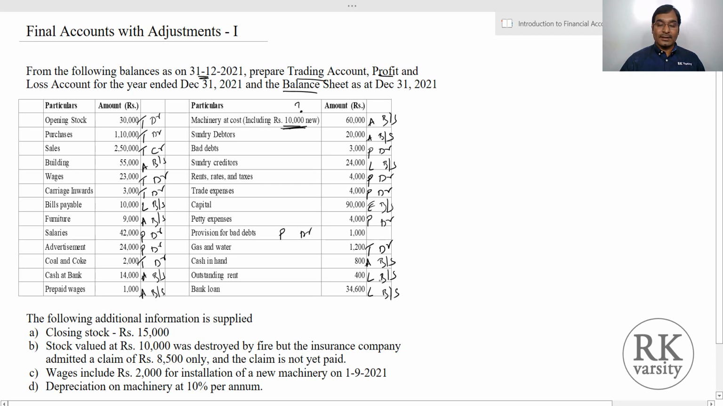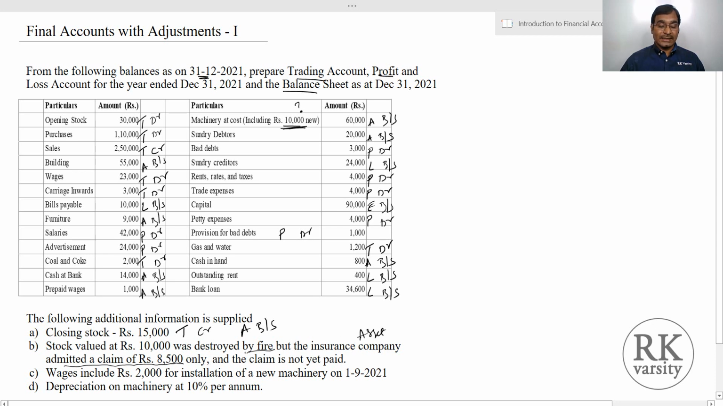Now so far we are done. The next is closing stock. Closing stock appears in two places. One is in the trading account, credit side, as well as an asset in the balance sheet, because this is an adjustment, so it appears twice. Next is stock valued at rupees 10,000 was destroyed by fire. And the insurance company admitted a claim of rupees 8,500. So they admitted the claim, not yet paid. That means this is creating an asset for you.